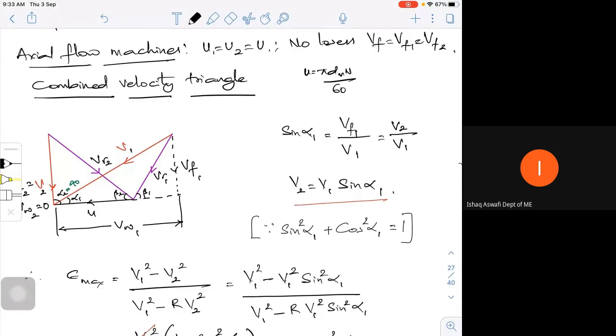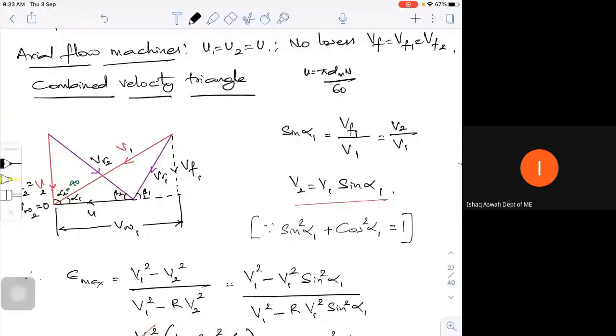But if there are no losses, the flow will simply slip on your aerofoil or your vane. So with that condition, we clearly say that your VF1 and VF2 both are the same. When I come to axial flow machines, we try to combine and write a velocity triangle. We call that a combined velocity triangle.